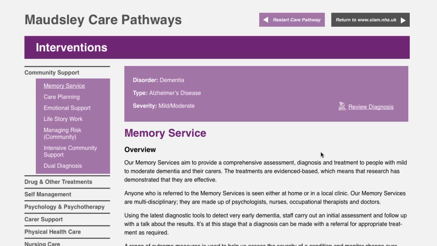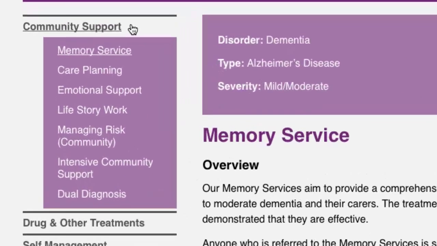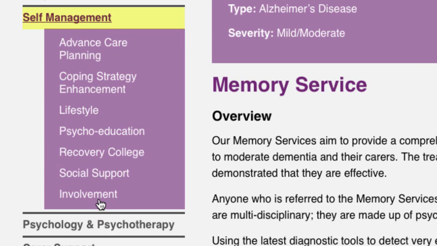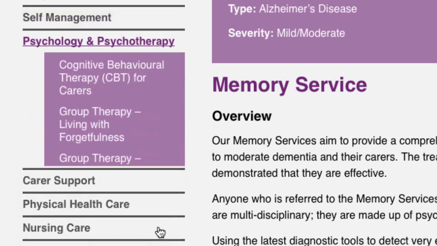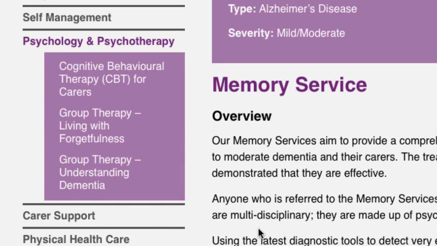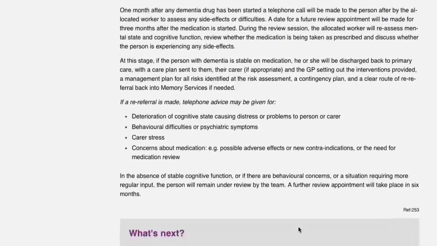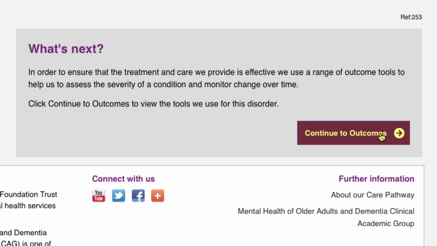Within the Interventions page, you can navigate through the different care and treatment services we offer for your selected diagnosis via the left-hand menu. For example, types of community support that are offered, interventions surrounding self-management, and various psychological therapies available. You will see that each topic opens up a sub-menu of specific interventions. Once you have researched the care and treatment available, any time you can scroll down to the bottom of the page and click on the Continue to Outcomes button.